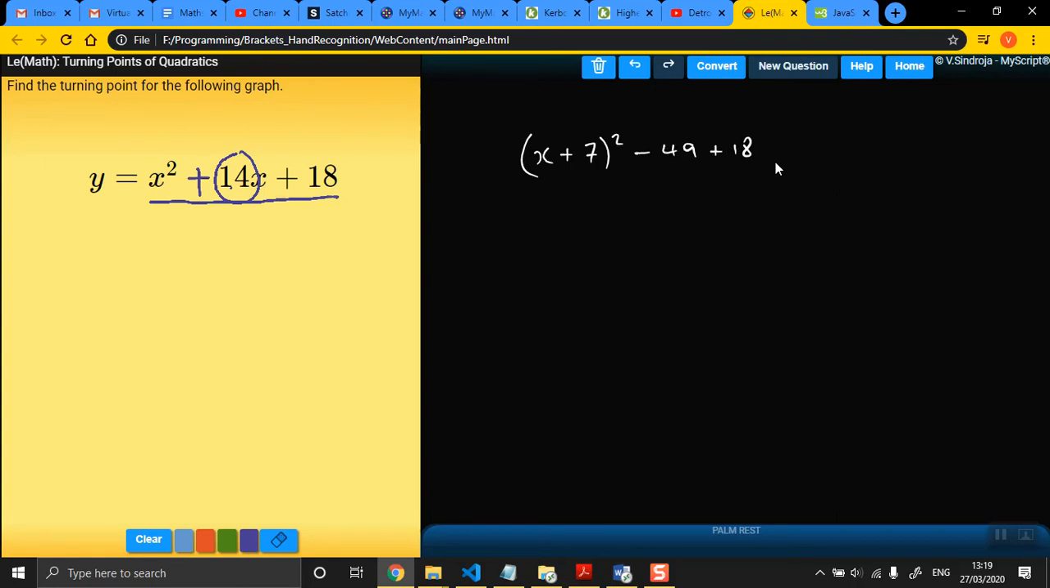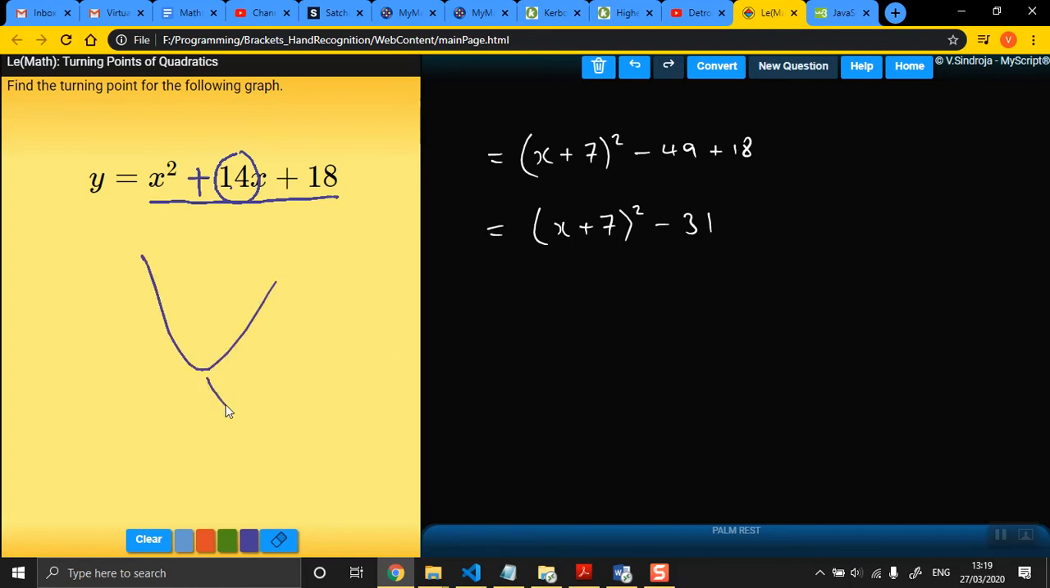So that's the first step. Let's just simplify that. That would be x plus 7 squared, and then minus 49 add 18 would be minus 31. So this is the completed square version. Now we're going to write down the actual coordinate of that turning point.